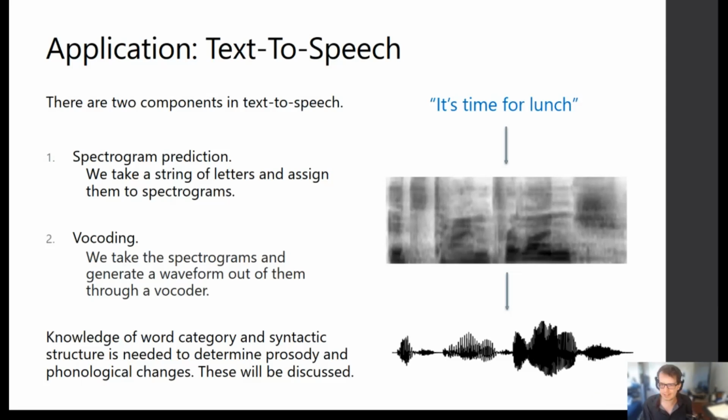So there's a basic process that happens. First, we give it a text input. Usually we give it a sentence like, "It's time for lunch," or something. What happens then is that the computer needs to make a prediction. It needs to figure out what sounds these letters are going to make. It also needs to figure out what the prosody is supposed to be. By prosody, I mean it needs to figure out pitch, and it needs to figure out intensity. And this is not an easy task.